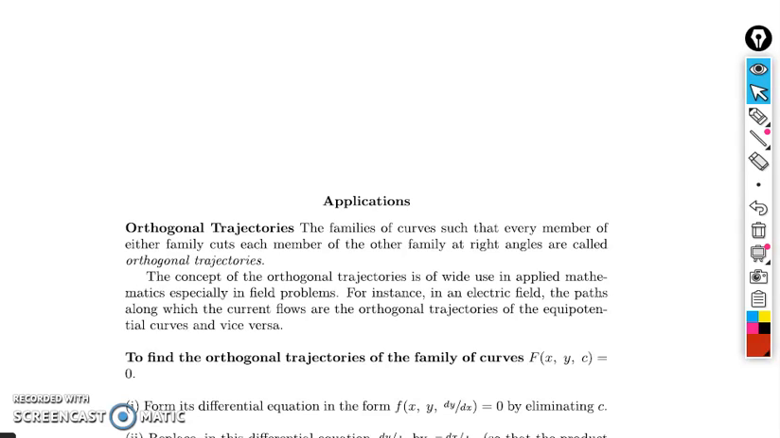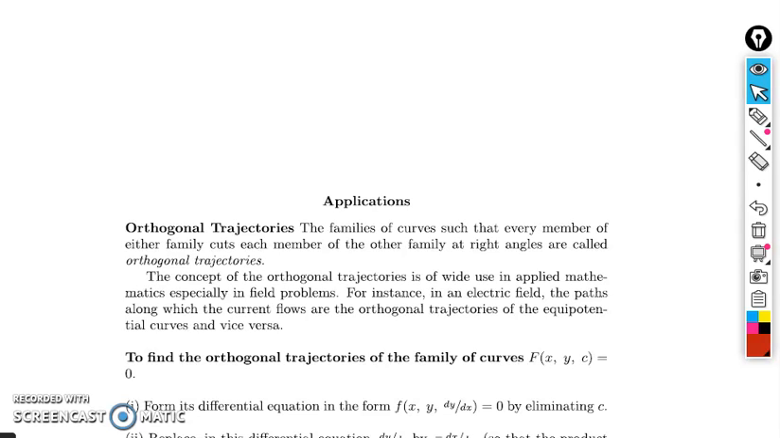Hello student, good morning. This topic is the last topic for your syllabus of module 4 of linear algebra and differential equation. In this class we want to learn the application field of the differential equation. Here we use the concept of orthogonal trajectory.